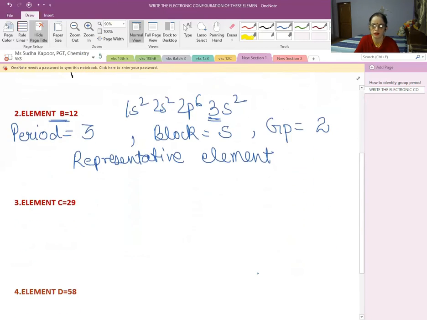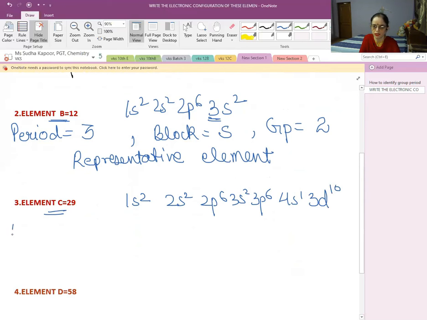Then another element, C, with atomic number 29. The configuration is going to be 1s2, 2s2, 2p6, 3s2, 3p6. We know that in the case of 29, it is 4s1, 3d10. It is copper. The period is equal to the largest quantum number, the valence shell number, which is 4. When we talk about the block, it is a d block element, because the last electron has entered the d orbital.